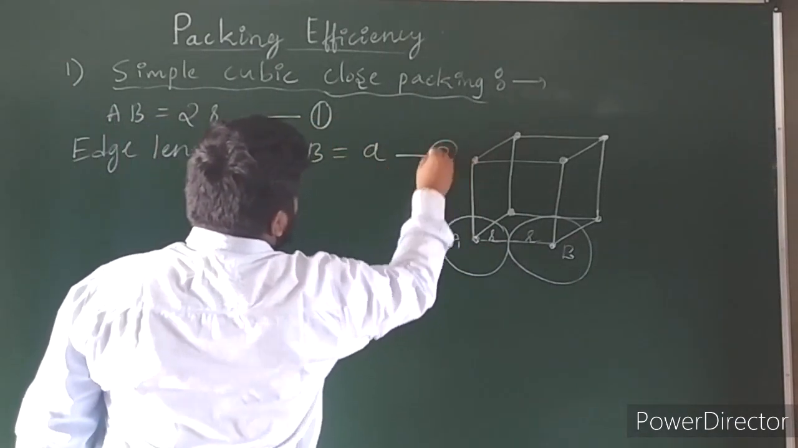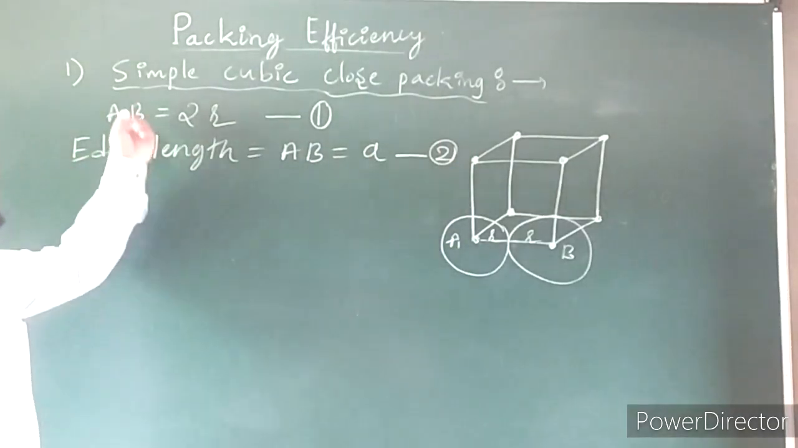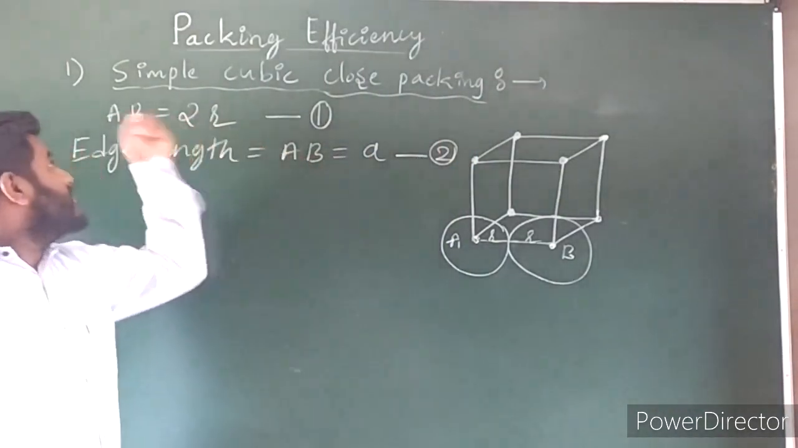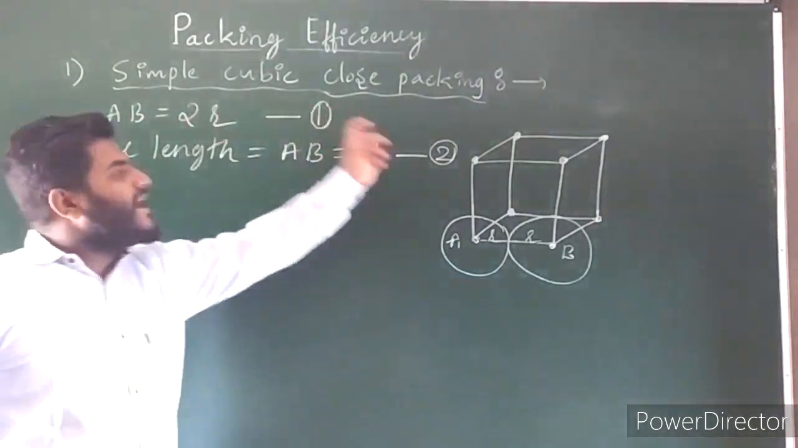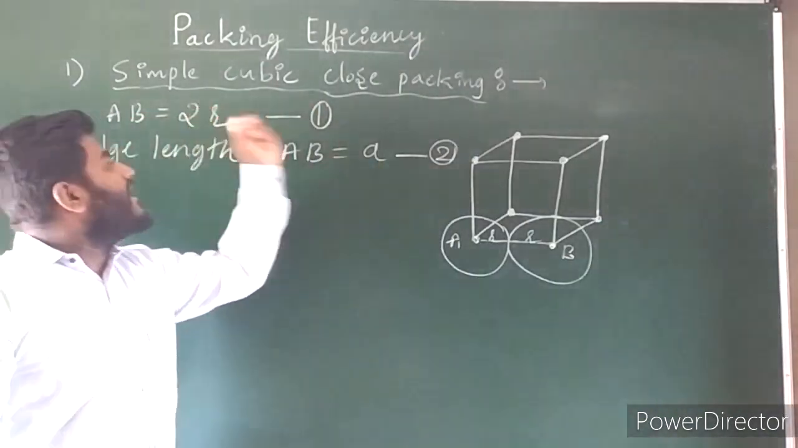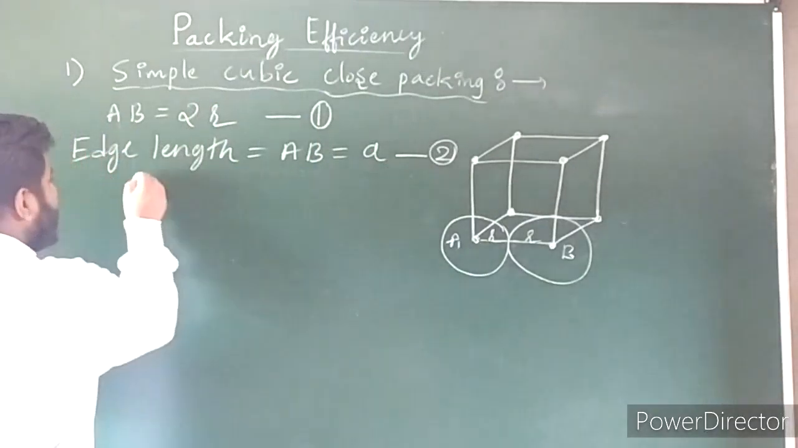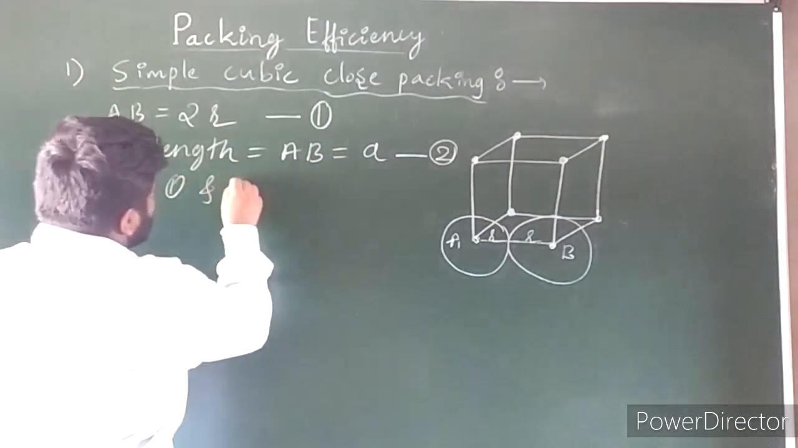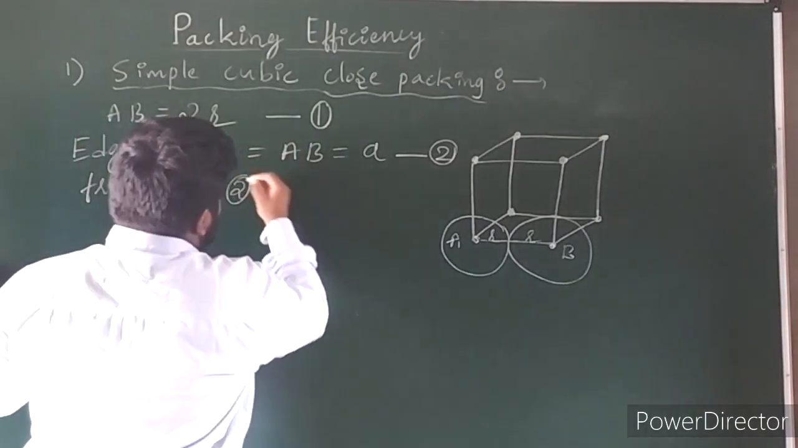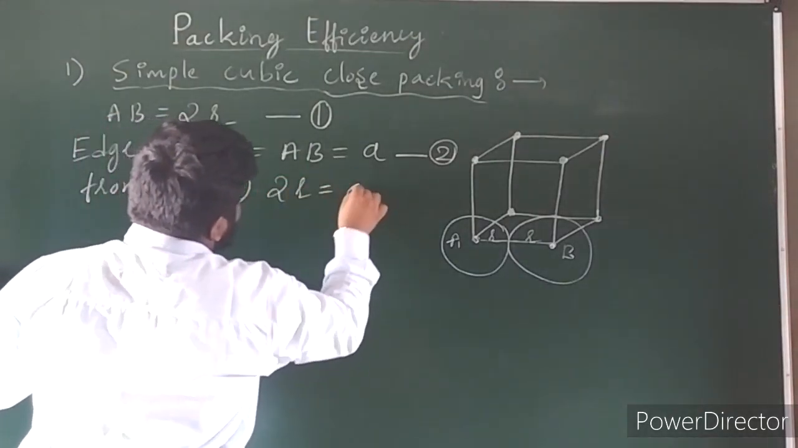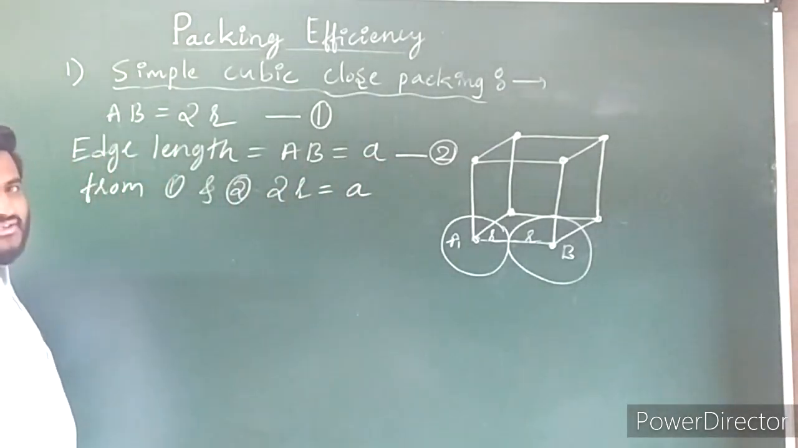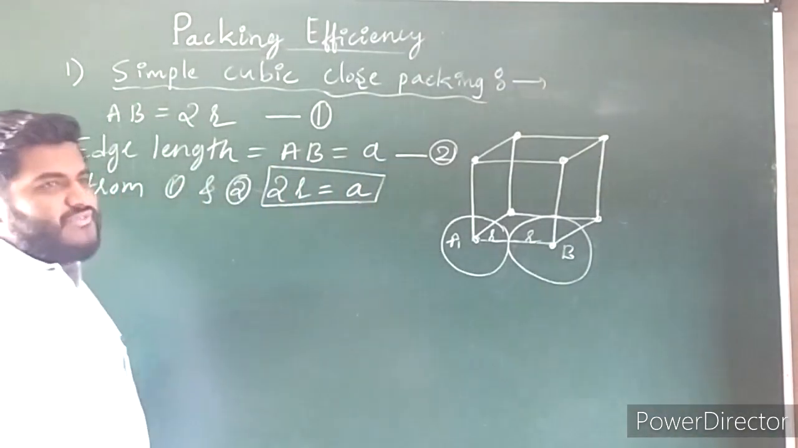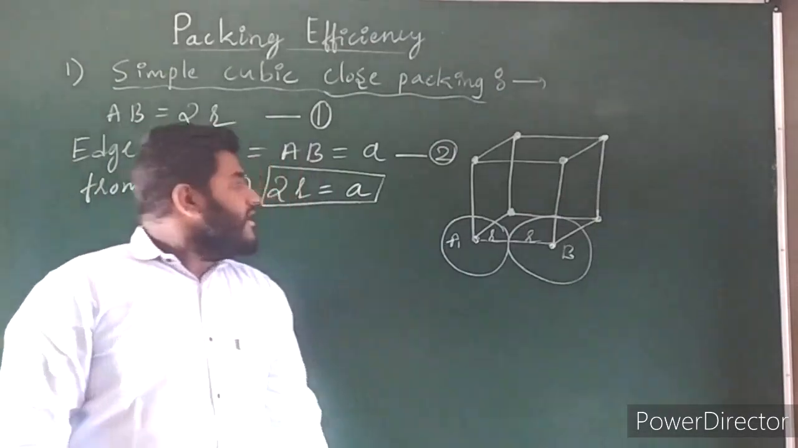This is number 2. From 1 and 2, carefully see here. Here also AB you are getting, here also AB you are getting. So AB means we can equate the RHS sides. 2R is equal to a. I will write here, from 1 and 2, what you are getting? 2R is equal to a. Just remember this. In further cases, we are going to use this one.